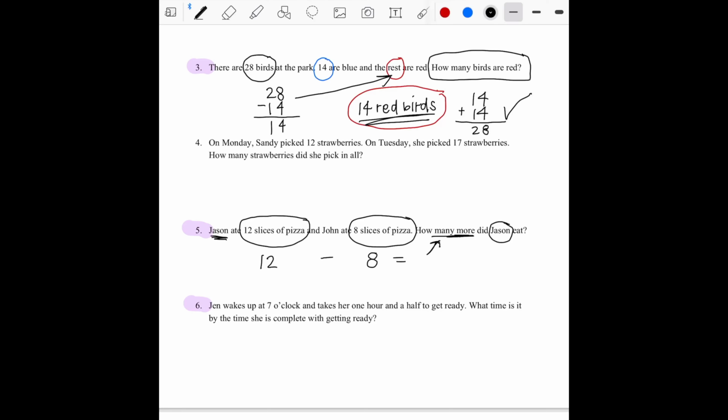12 minus 8 is 4. Alright, now before moving on, we have to first check and see if that's the correct answer. 8 plus 4 is 12. And there you go. Jason ate 4 more slices than John. And once again, you have to label. So Jason ate 4 more slices than John.